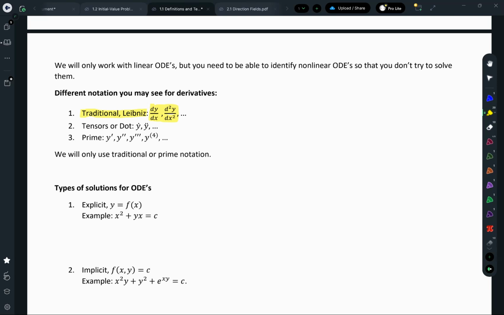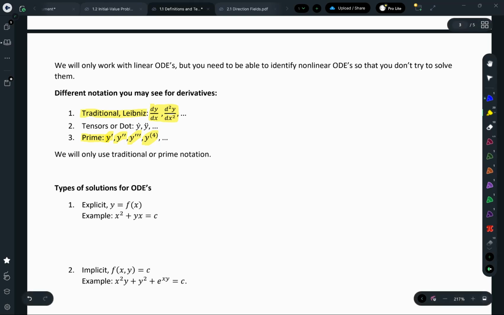The third one is prime notation, and that's where you see the y prime, the y double prime, y triple prime. If we go beyond a triple prime, we write the number of the order in parentheses so that we don't accidentally mistake it for a degree. So the fourth order derivative would be y raised to, in parentheses, a 4. We use that notation all the time, okay?